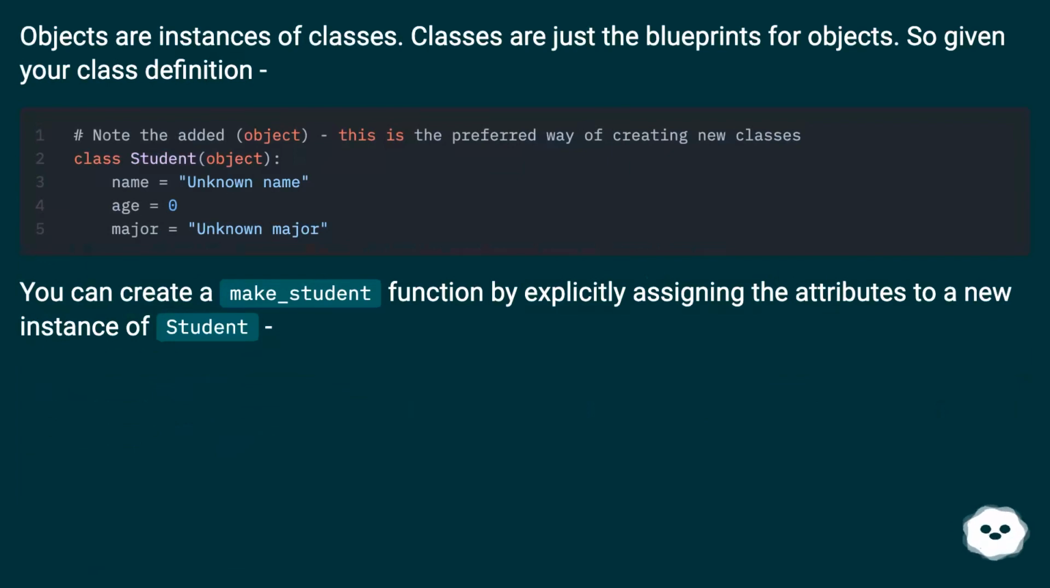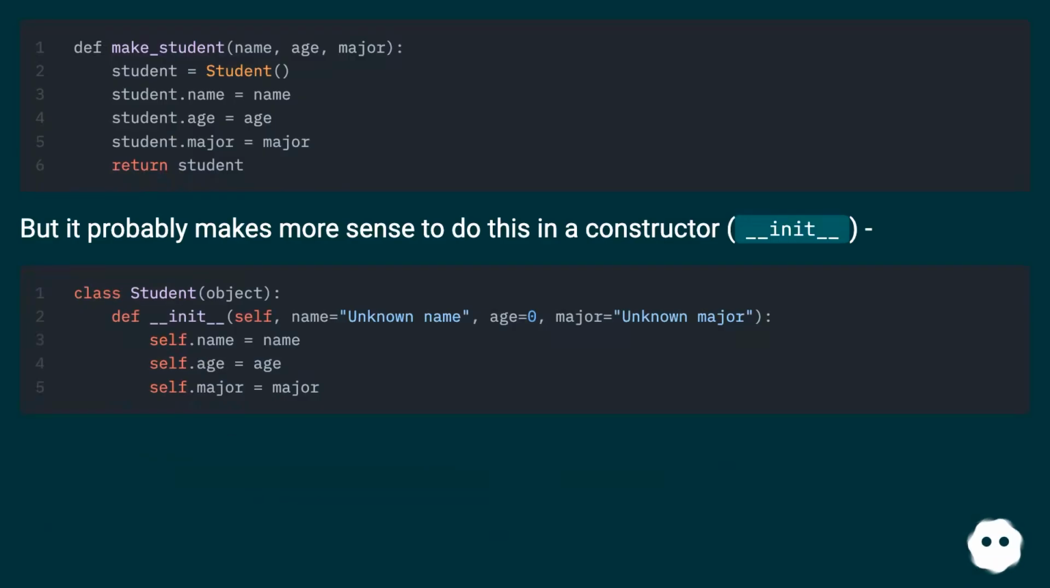Objects are instances of classes. Classes are just the blueprints for objects. So given your class definition, you can create a make_student function by explicitly assigning the attributes to a new instance of student. But it probably makes more sense to do this in a constructor, __init__.